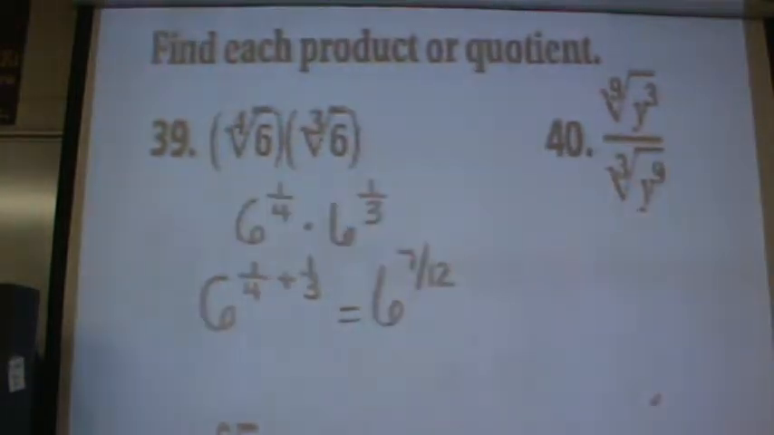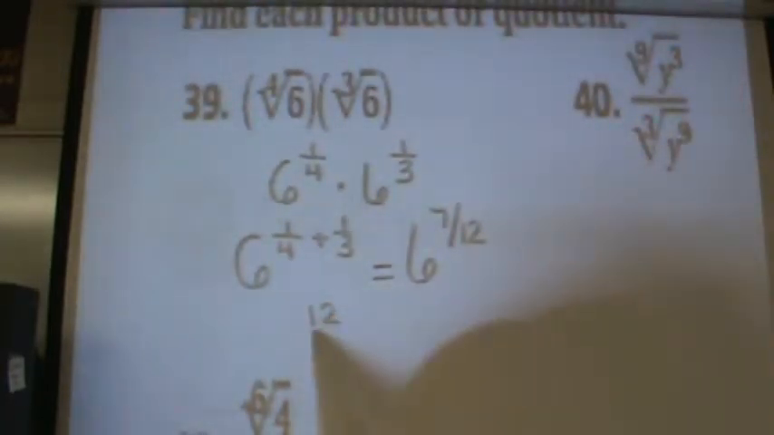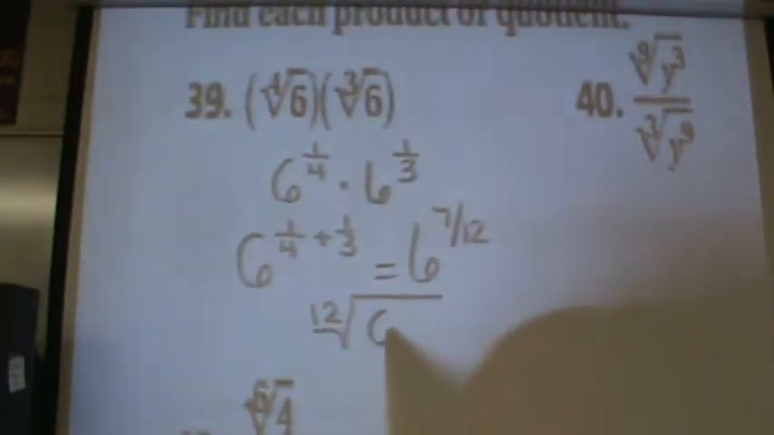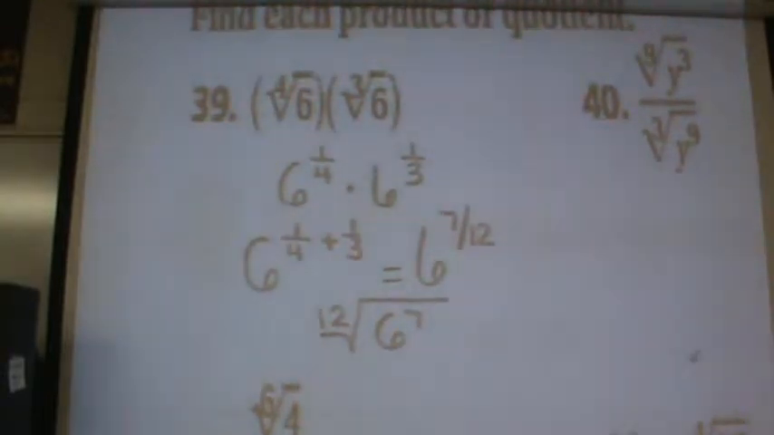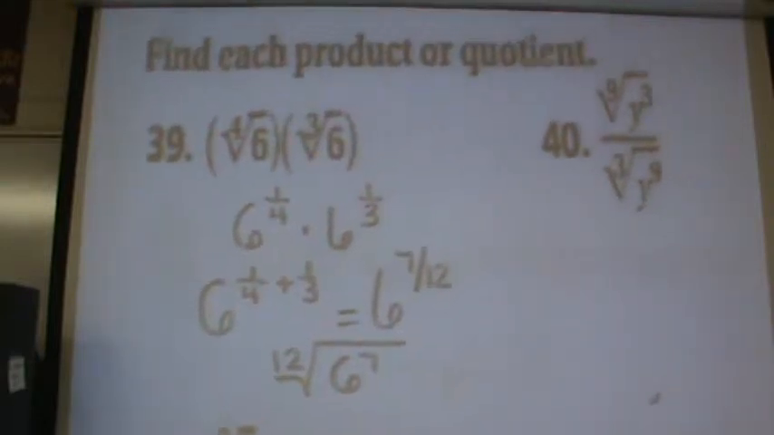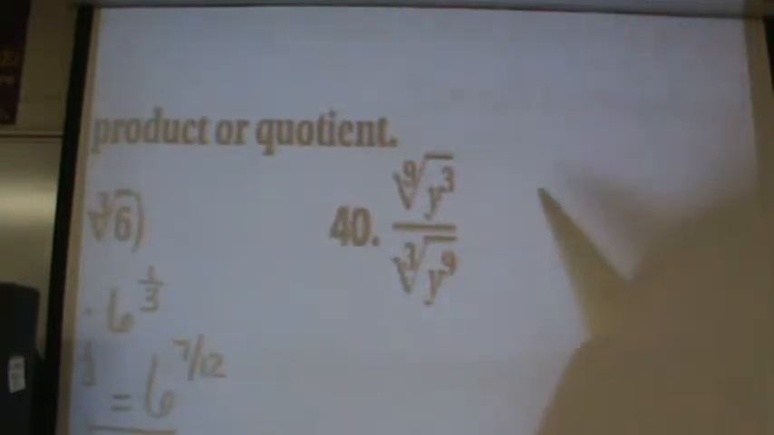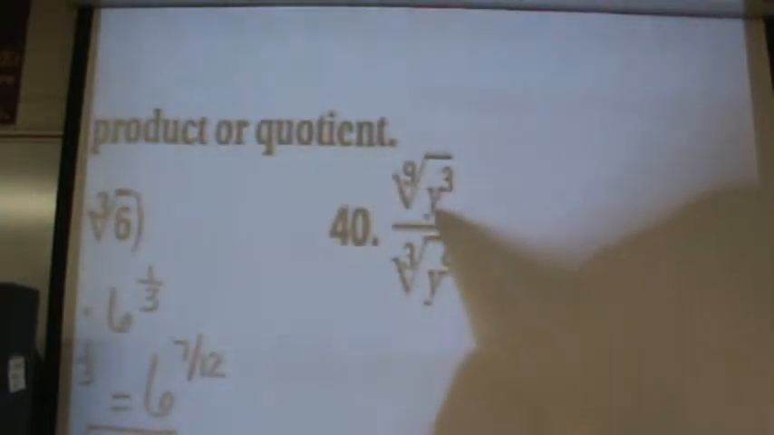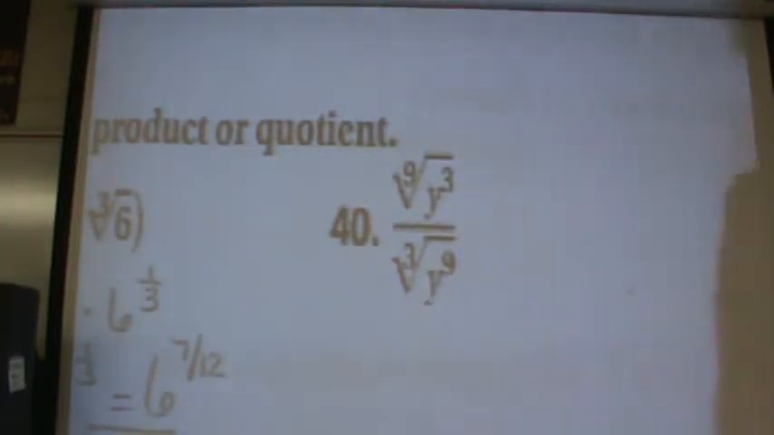And how do you write 6 to the 7/12 in radical form? The 12th root of 6 to the 7th. Beautiful. Number 40. This says the 9th root of y cubed divided by the cube root of y to the 9th.